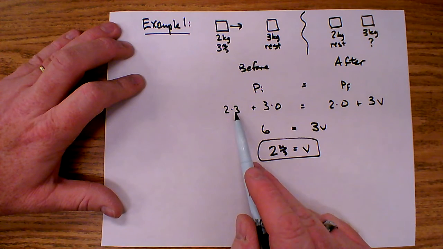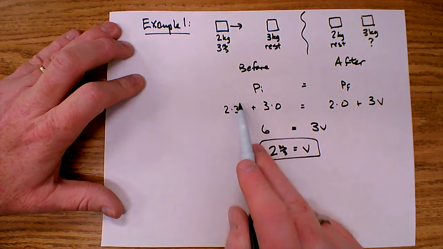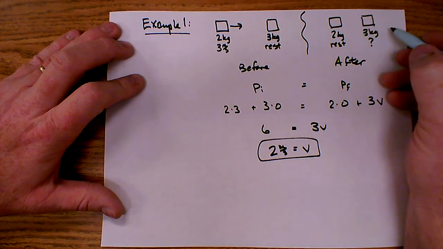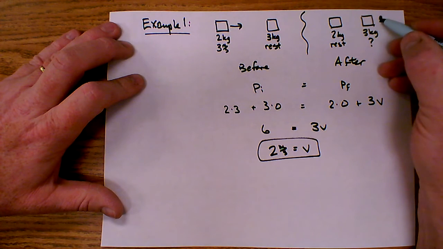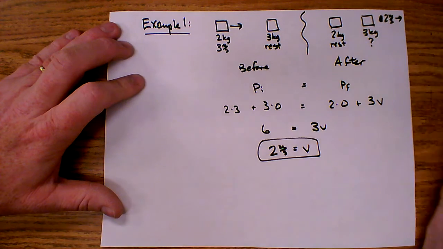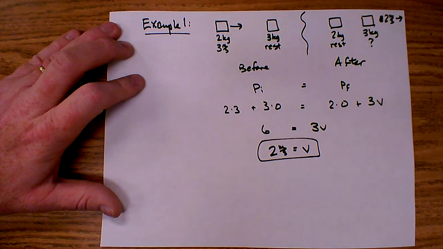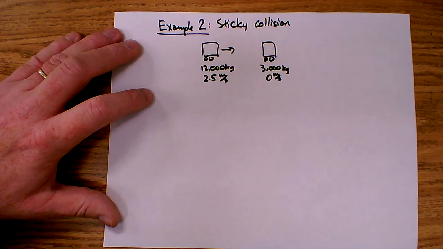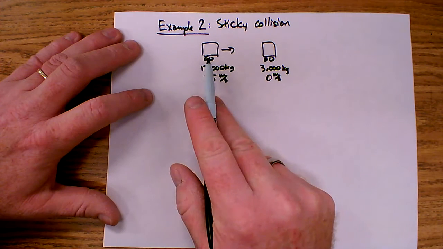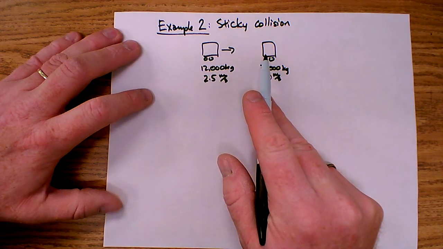Now notice that I chose a positive velocity for to the right here, and as the answer came out positive, I know that this block is moving at 2 meters per second to the right. That is the final velocity of this block. And that's pretty much how you solve a conservation of momentum problem. Let's look at another example. Here we're going to do an example of what we call a sticky collision, where I've got one object that's moving and it's going to collide and stick with another object.